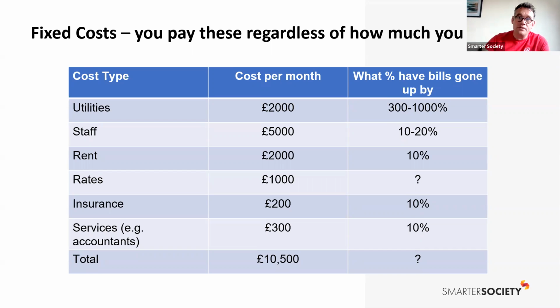Then let's look at staff, and staff is generally your largest cost. Bills will have gone up by around 10 to 20%. If you've seen increases in either new staff coming in, or if you've increased the hourly rate of your existing staff, then that is the impact you've seen. Rent is a really interesting one, because rent is generally based around a contract, and we'll talk about how you would negotiate your rental. But rents have seen a solid increase.